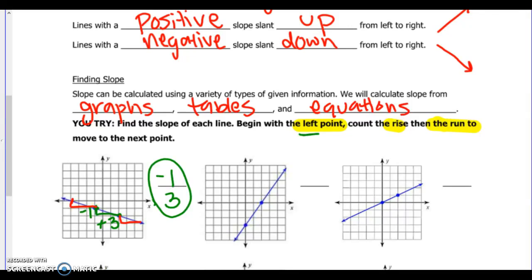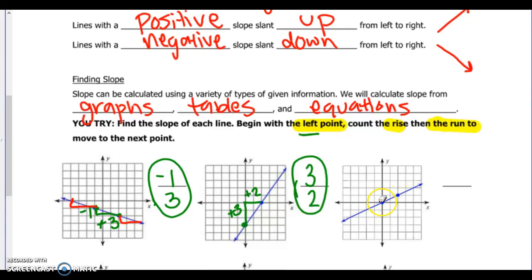So we're going to try it again here with the second graph. Again, we're going to start with the first point, the one on the left. We're going to figure out the rise. Again, that's going up or down first. How many spaces do we have to move in order to get to the next point? In this case, we have to go up 3 spaces. So it's a plus 3. And then our run is to the right 2. So to write the slope, we write it as the rise 3 over the run 2. So 3 over 2 would be the slope.